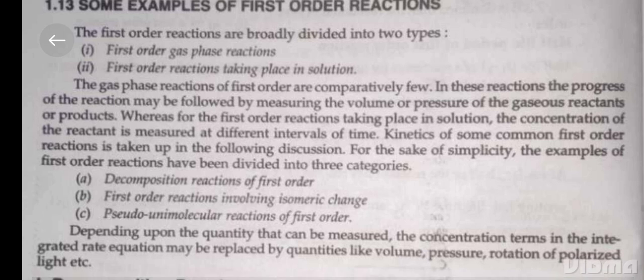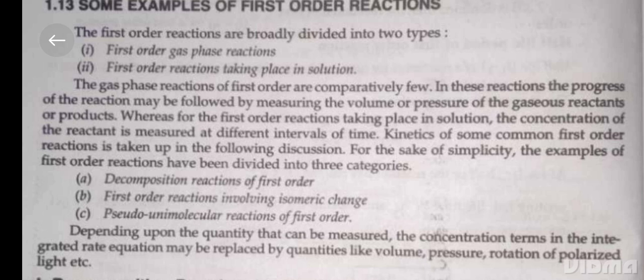broadly divided into two types: first order gas phase reactions, and first order reactions taking place in solution. The gas phase reactions of first order are comparatively few. In these reactions, the progress of the reaction may be followed by measuring the volume or pressure of the gases, reactants or products, whereas for first order reactions taking place in solution, the concentration of the reactant is measured at different intervals of time.